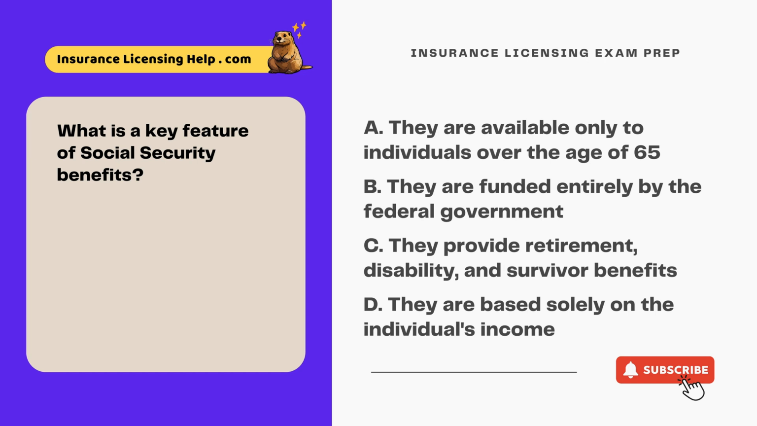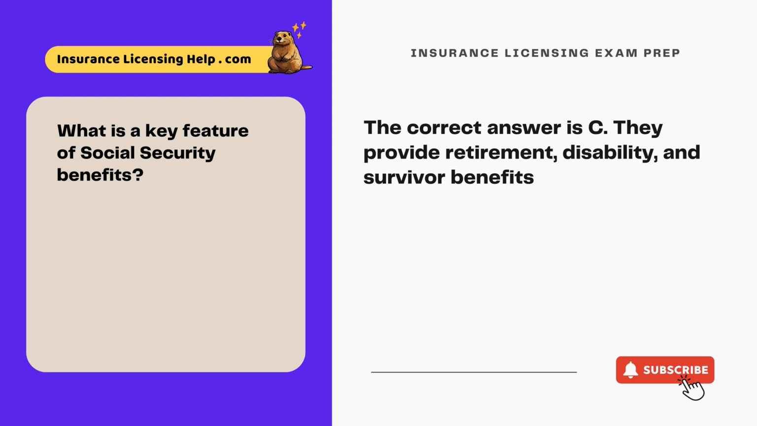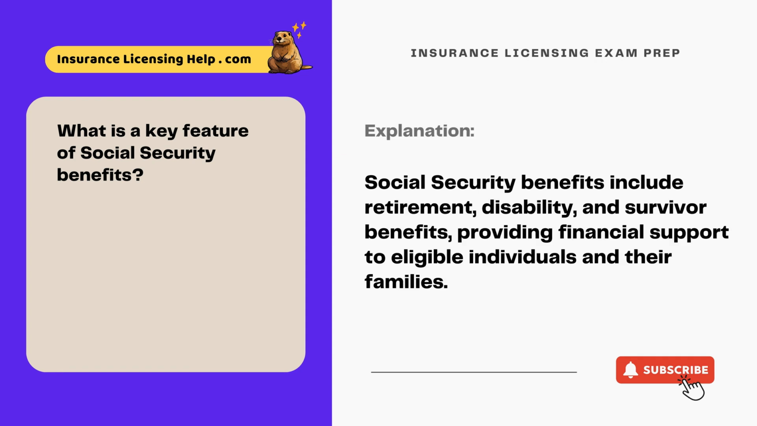What is a key feature of Social Security benefits? A. They are available only to individuals over the age of 65. B. They are funded entirely by the federal government. C. They provide retirement, disability, and survivor benefits. D. They are based solely on the individual's income. The correct answer is C. They provide retirement, disability, and survivor benefits. Social Security benefits include retirement, disability, and survivor benefits, providing financial support to eligible individuals and their families.